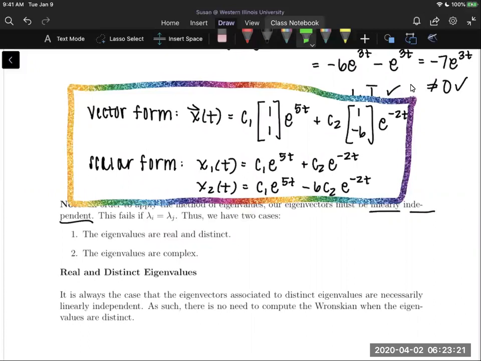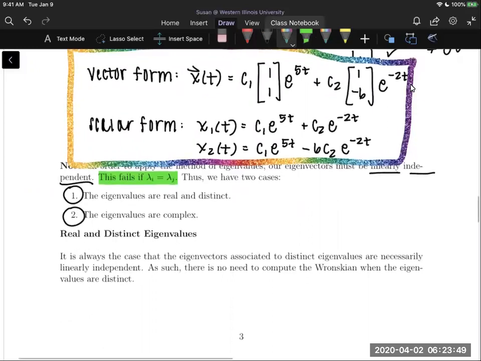I want to make a note that if our eigenvalues are repeated, we are going to fail to have linearly independent eigenvectors. This is bad. We're going to handle this case in 5.5, which is the next section that we'll discuss after this. However, in this section, we're going to focus on real and distinct roots and also complex conjugate pairs. So those are the ones that we're going to handle. But first, we have a super important note here regarding real and distinct eigenvalues. It is always the case that the eigenvectors associated to distinct eigenvalues are necessarily linearly independent.